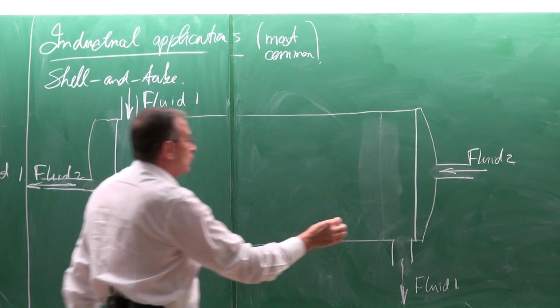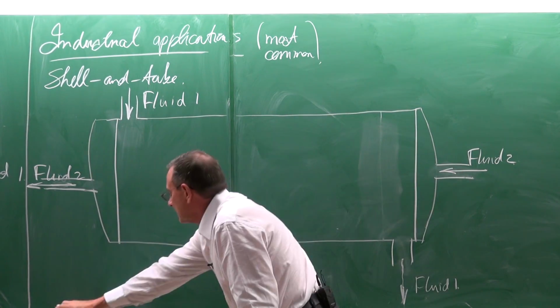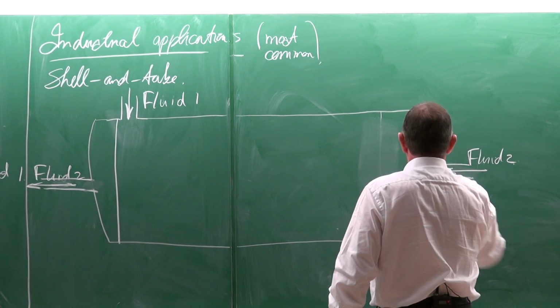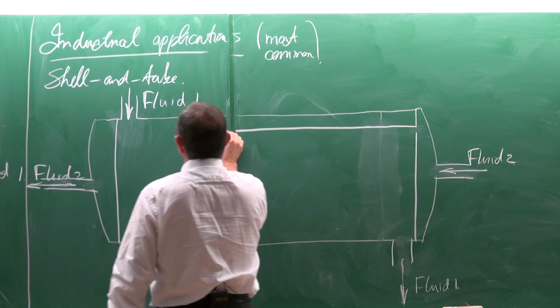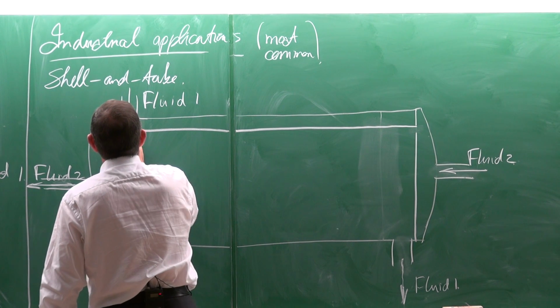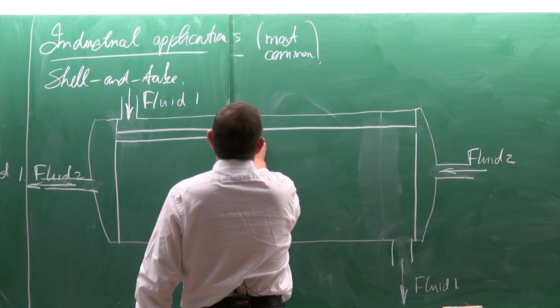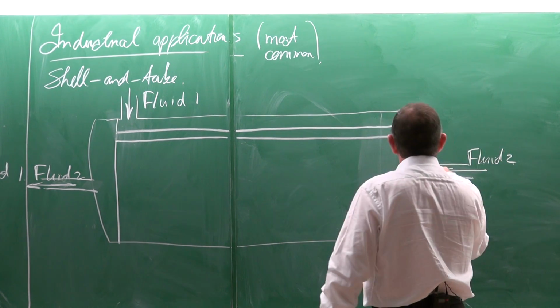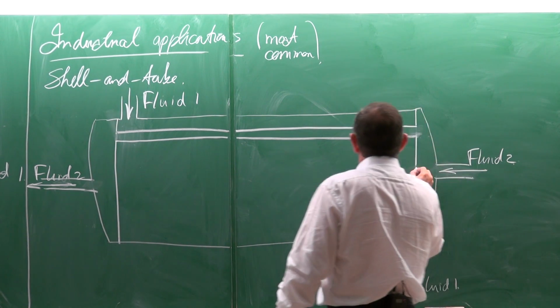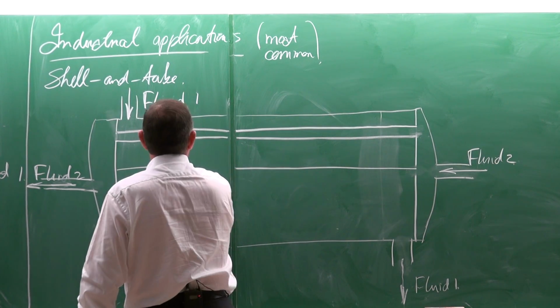Here will be fluid 1, or fluid 2, and here we will have a tube like that. And this tube would go through typically like that. And I'm just going to draw 3 of them so that you can see the concept.